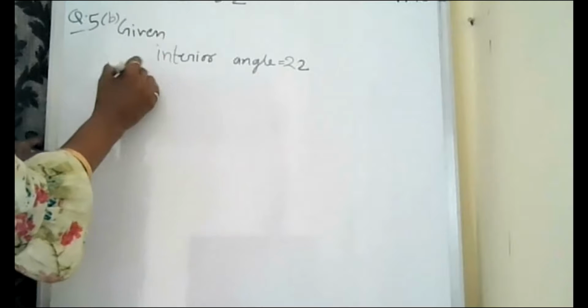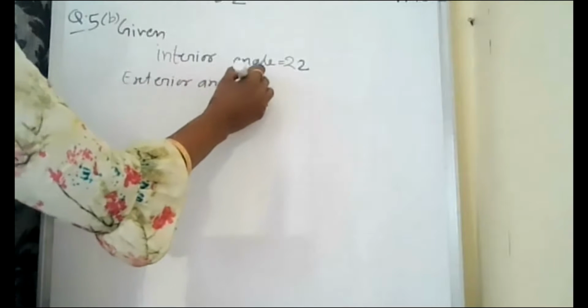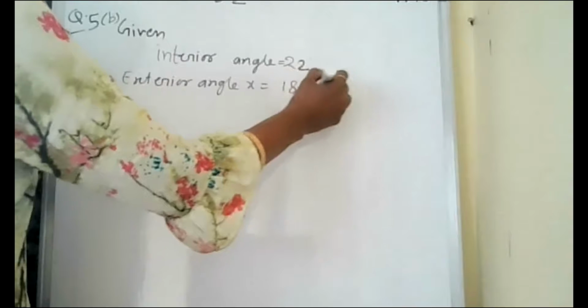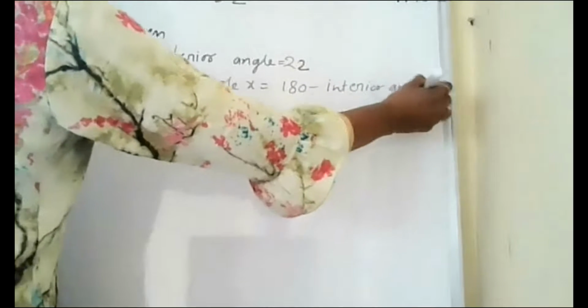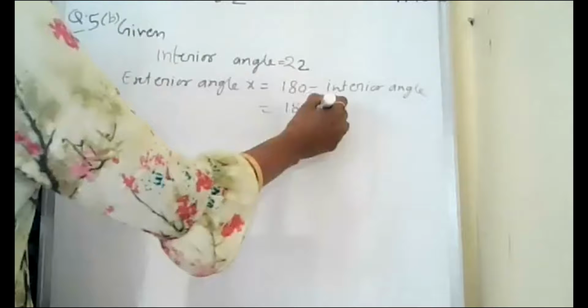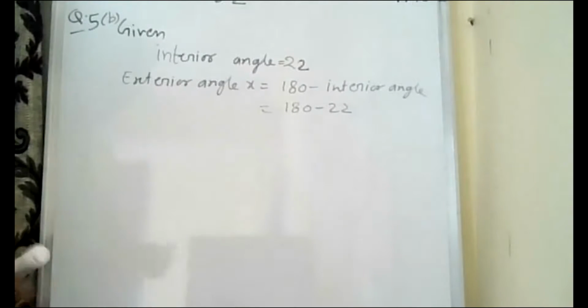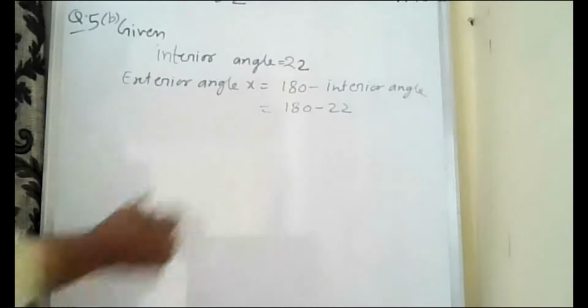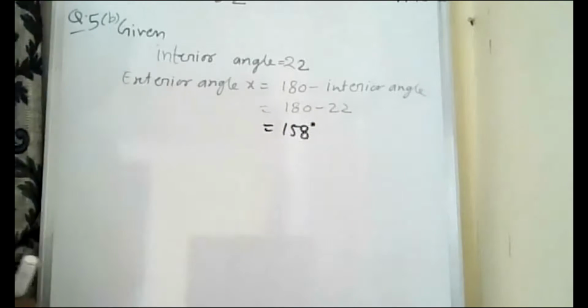First we will find the exterior angle. x is equal to 180 minus the interior angle. 180 minus 22 is 158. So the exterior angle is 158 degrees.